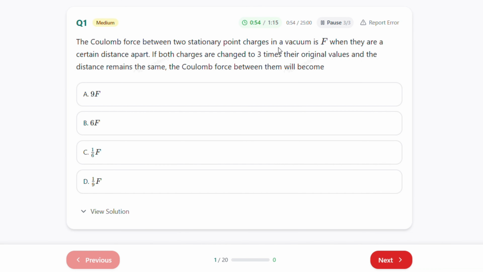The Coulomb force between two stationary point charges in a vacuum is equal to F when they are separated by a certain distance. If both charges are changed to 3 times their original values, while the distance between them remains the same, what will the new Coulomb force become?